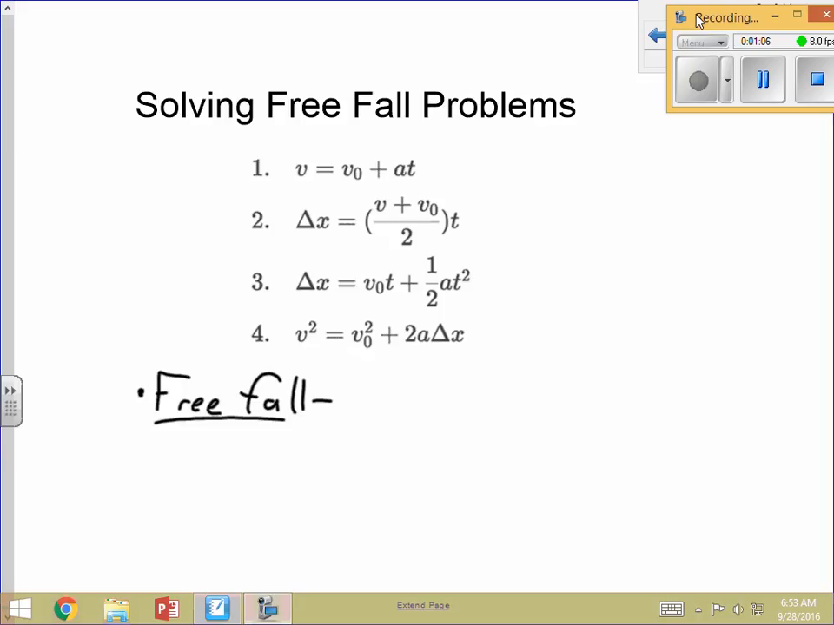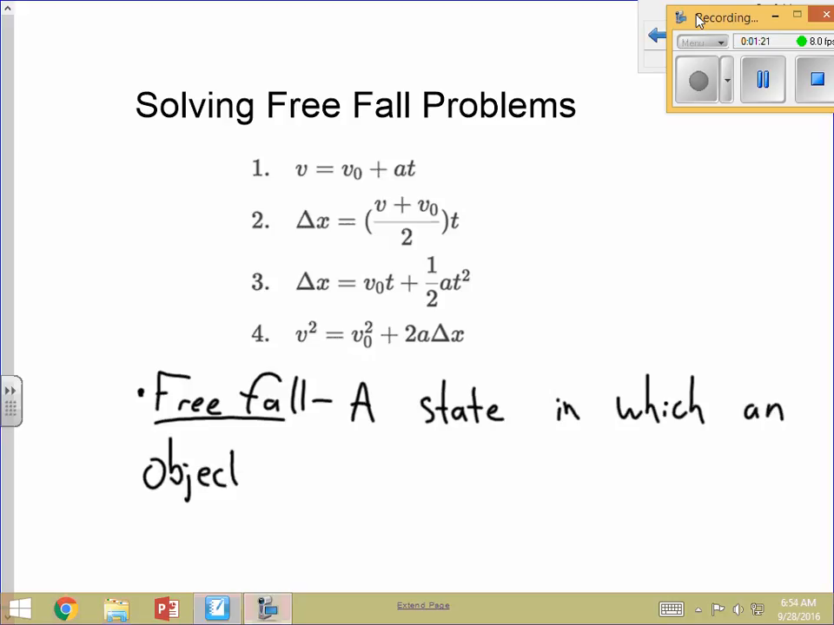Free fall is a state in which an object is experiencing gravity and no other forces.